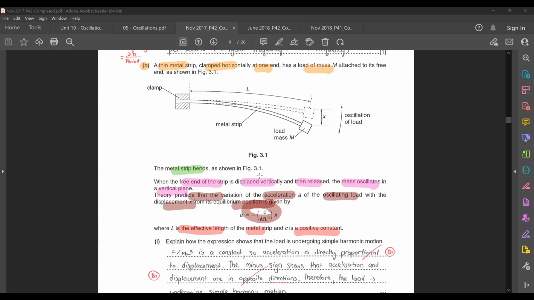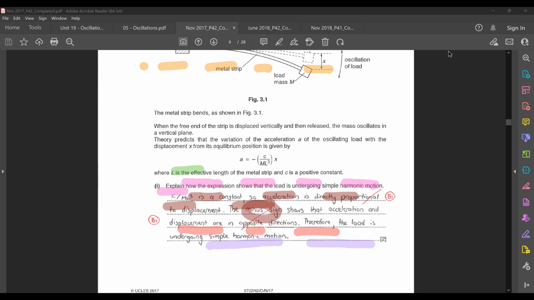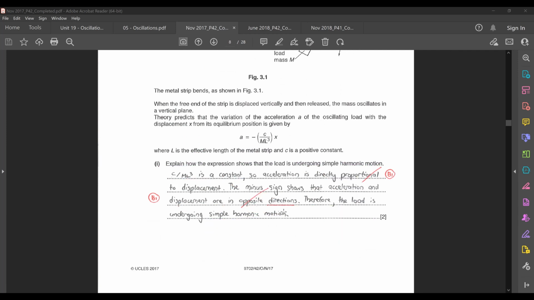Explain how the expression shows that the load undergoes simple harmonic motion. So again, it is very similar to what we've just done before. You are supposed to deduce from this given equation that your object is undergoing SHM. So there's always a standard pattern to answer this.